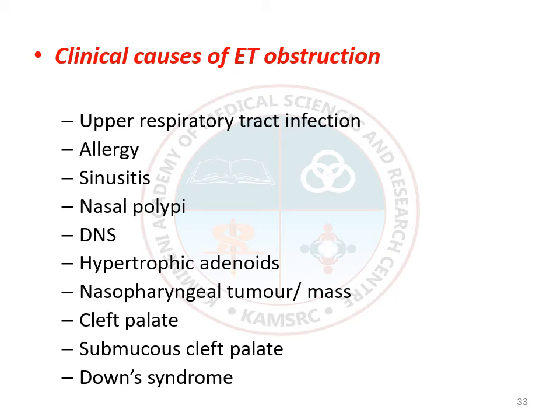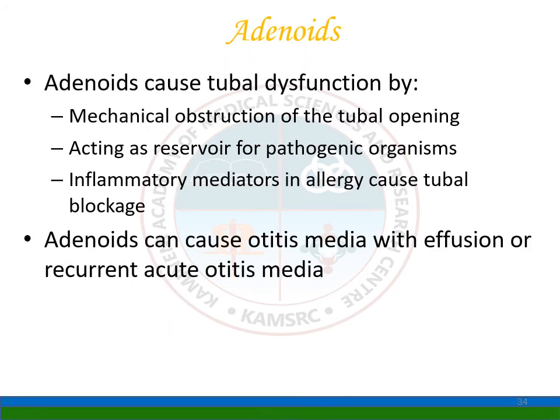In which conditions will you have a eustachian tube obstruction? In case of upper respiratory tract infections and allergy, sinusitis, nasal polyps, DNS, meaning deviated nasal septum, hypertrophic adenoids and nasopharyngeal tumors, cleft palate, submucous cleft palate and Down syndrome. All these clinical causes lead to eustachian tube obstruction.